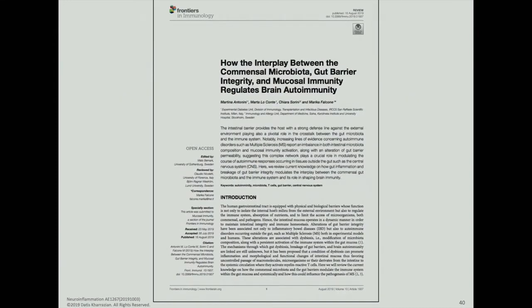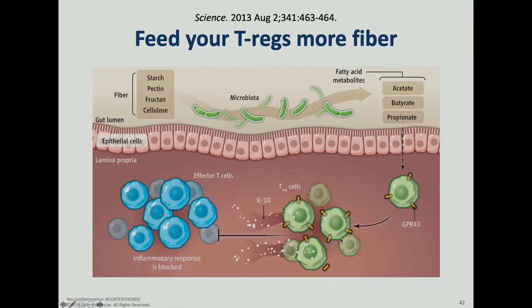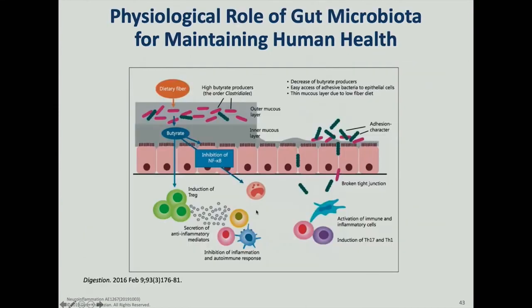neuroinflammation. So in this paper that was published in Frontiers, titled How the Interplay Between the Commensal Microbiota, Gut Barrier Integrity, and Mucosal Immunity Regulates Brain Autoimmunity, they really show that when there's inflammation in the brain, like in MS with white matter lesions, if they take a high fiber diet and take things like short-chain fatty acids, that immediately changes the expression of inflammatory responses in the gut, and that has an anti-inflammatory effect on the brain. We also know that short-chain fatty acids, which you can increase by eating fiber or by taking acetate, butyrate, and propionate as a supplement, turn on regulatory T cells that dampen inflammation, not just in the gut, but also in the brain as well.